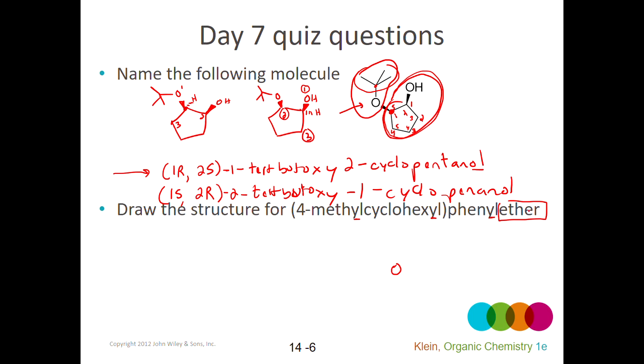So here we have the word ether, as we were saying. That means my parent chain is just the oxygen of the ether. And it's going to be bonded to two things: a phenyl, which looks like this, and on the other side, a 4-methyl cyclohexyl. So the main thing that's attached to the oxygen on the other side is the cyclohexyl.